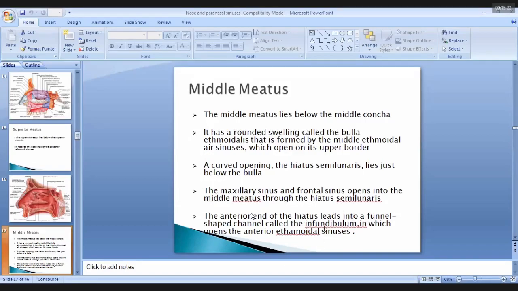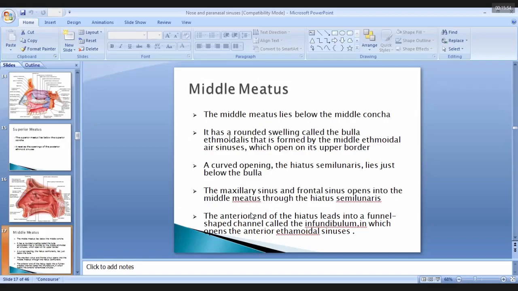So in the middle meatus, there are three structures: bulla ethmoidalis, that is a protruded part. Below the bulla ethmoidalis, there is a curved opening known as hiatus semilunaris, and there is a funnel-shaped channel at the anterior end of the hiatus semilunaris known as infundibulum. Related to these structures, there are openings for a few sinuses. The frontal sinus and maxillary sinus open through the hiatus semilunaris.